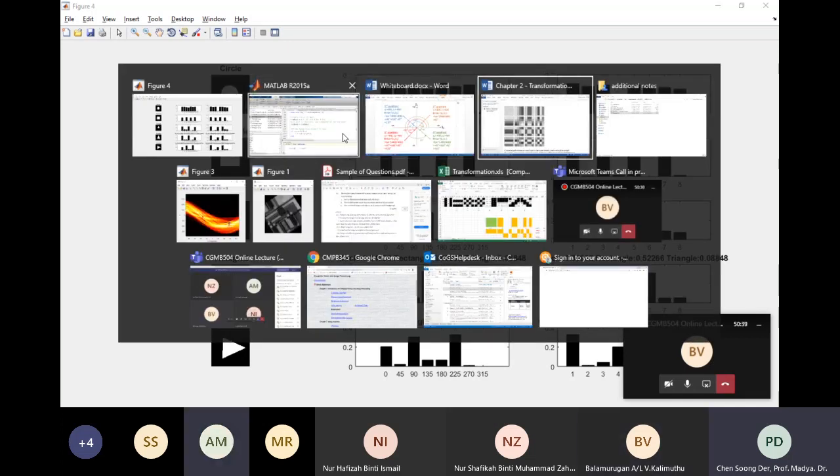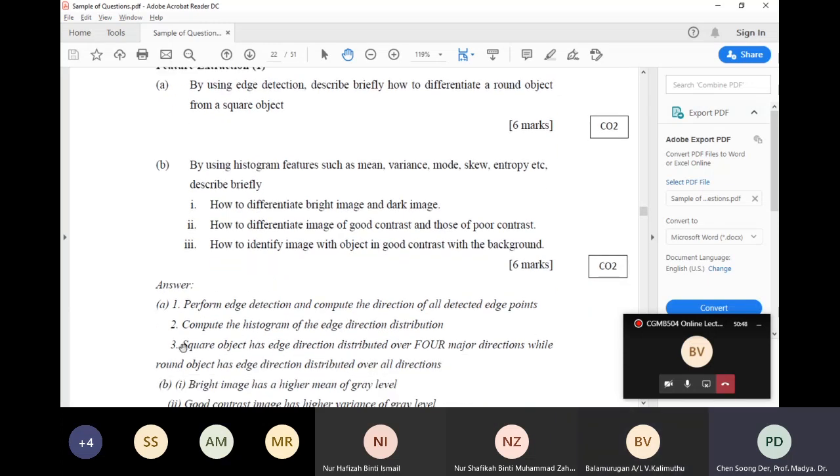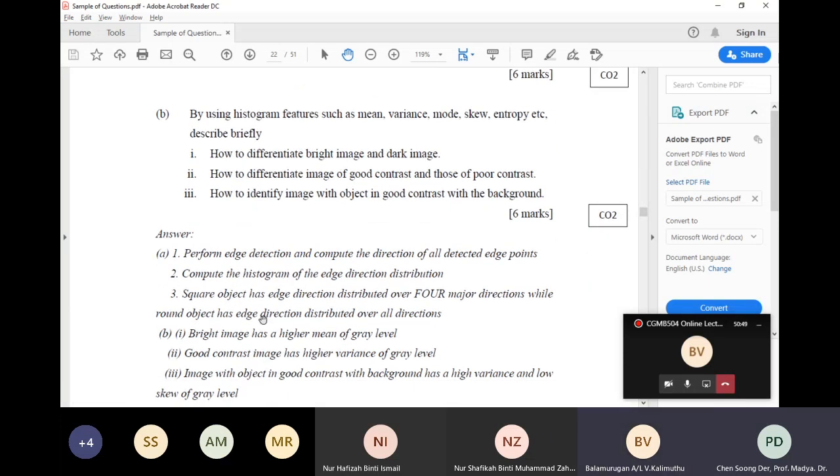So for the exam, usually we will ask you how to differentiate a round object and a square object. This is how you can answer. A square will have 4 major directions, while a round object will have directions distributed over all directions.